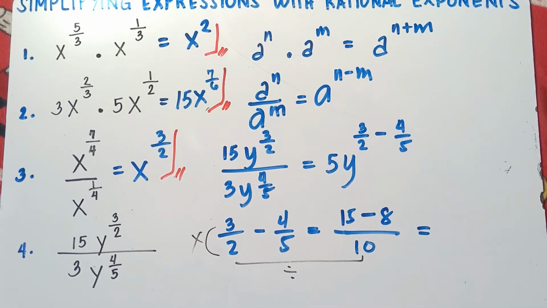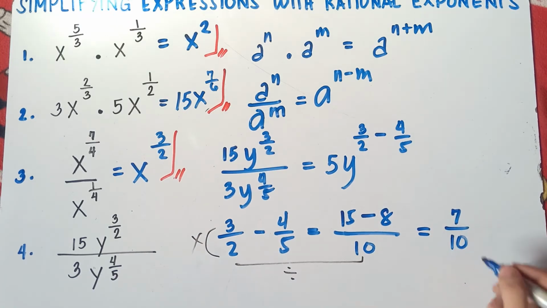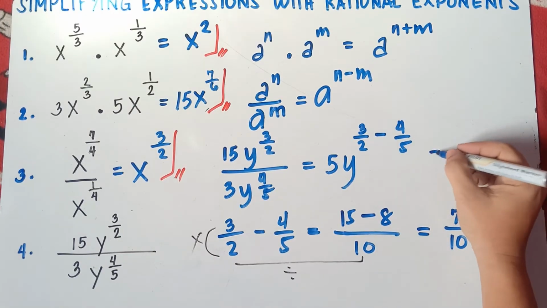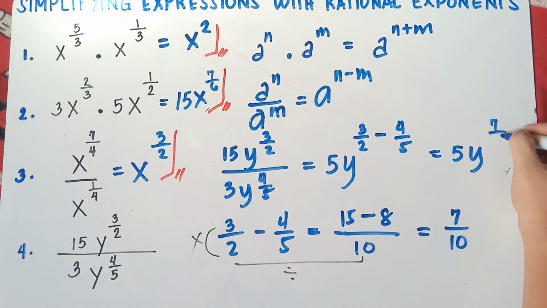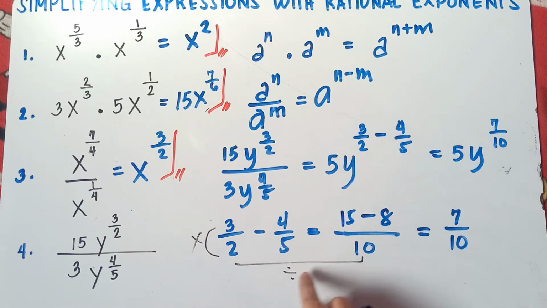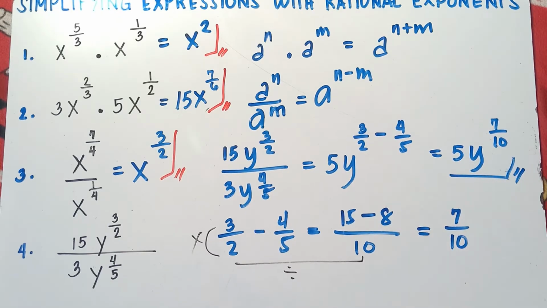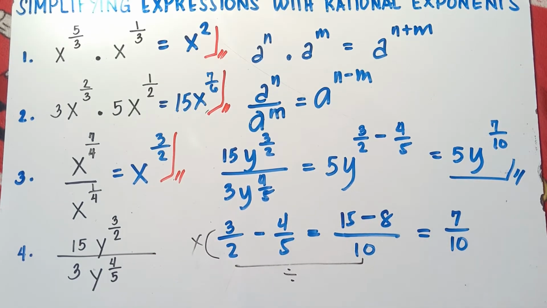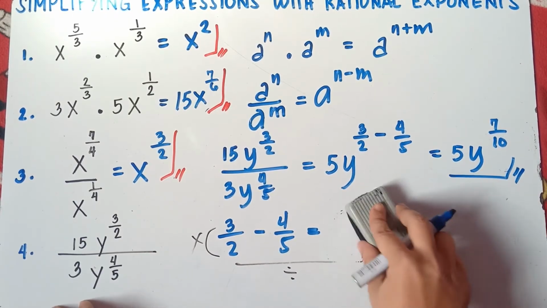And then you subtract, class. 15 minus 8, that is 7, then copy over 10. That's it, class. So our final answer, that would be 5y raised to the power of 7 over 10. So 3 over 2 minus 4 over 5, the answer is 7 over 10. And this will be our answer, class. So once again, you pause the video because we will use the butterfly method. Let's have the two solutions, class, for you to choose which do you prefer. Right? So let's have the other solution.